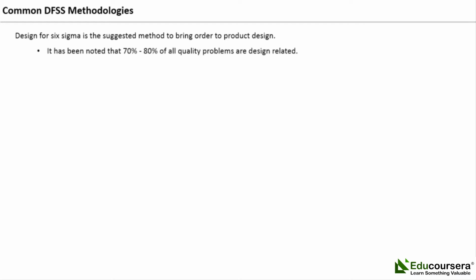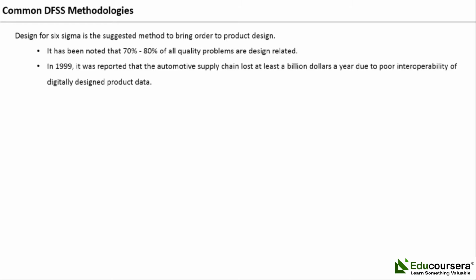Common DFSS methodologies. Design for Six Sigma is the suggested method to bring order to product design. It has been noted that 70 to 80% of all quality problems are design related. Emphasis on the manufacturing side alone will concentrate at the tail end of the problem-solving process. The emphasis should be at the front end. Problem-solving at the downstream end is more costly and time-consuming than fixing it at the source. In 1999, it was reported that the automotive supply chain lost at least $1 billion a year due to poor interoperability of digitally designed product data.